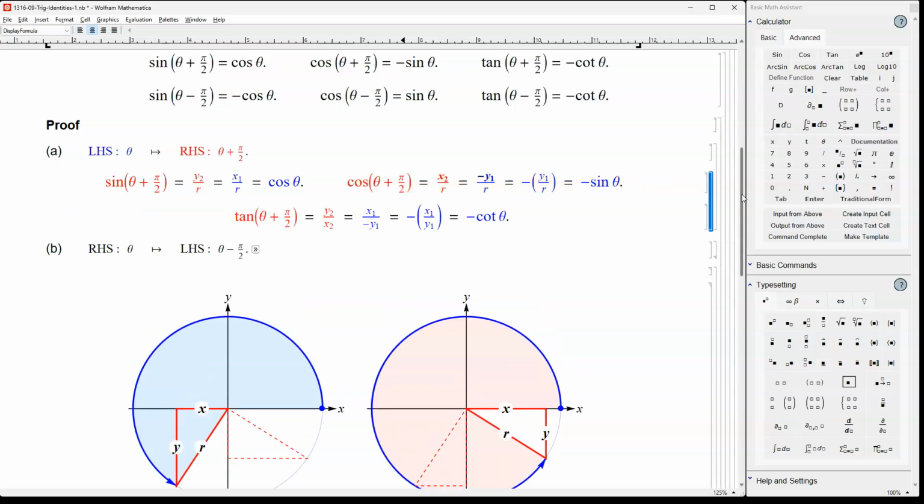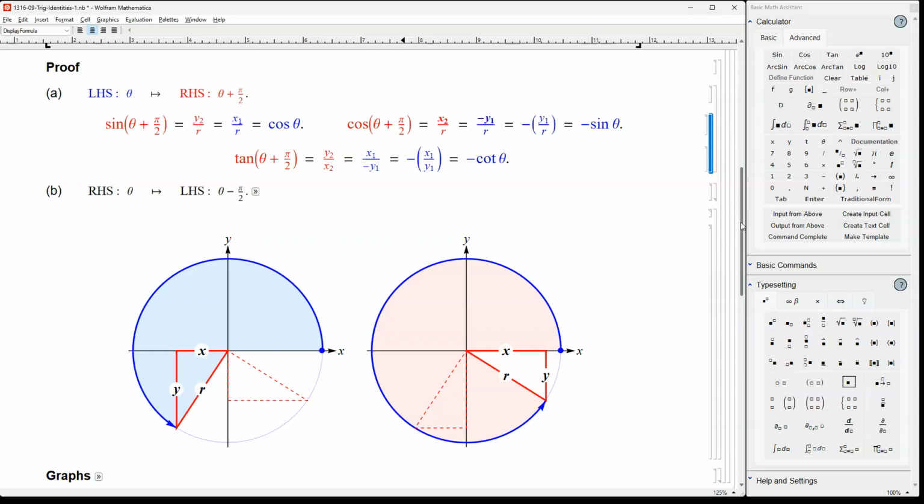As for tangent, there you go. It's y2 over x2, because both are coming from this red graph, red picture. And then y2 and x1 are the same, and y1 and x2 are the same but with opposite sign. So after simplification, you get negative of x over y. It's cotangent.